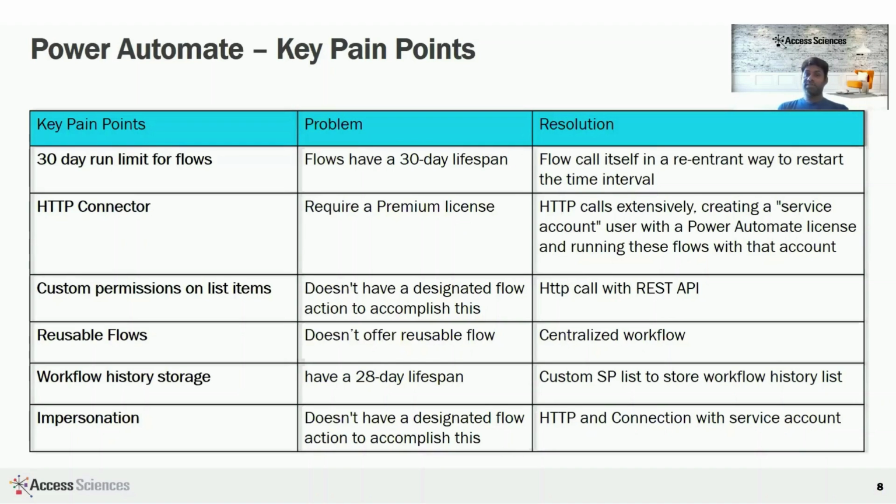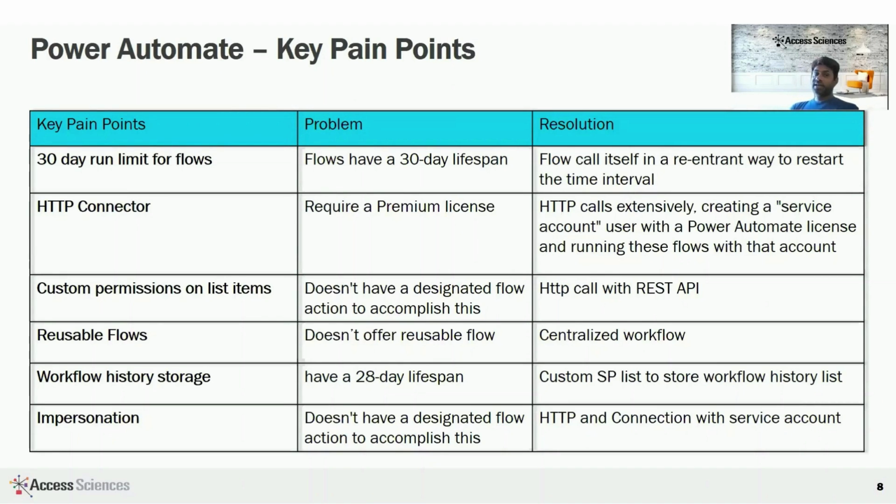So if your organization has workflows or flows that use these HTTP calls extensively, in that situation, I would always suggest creating a service account, assigning the premium license to the service account, and then running those kinds of flows under the service account instead of assigning the premium license to each and every one. In that way, you can easily save the cost.